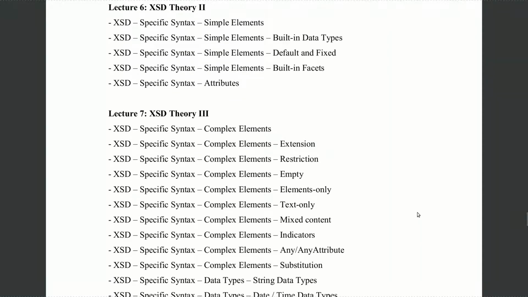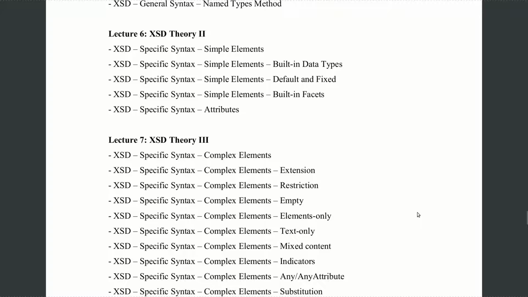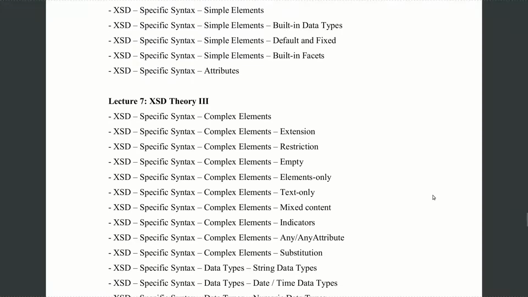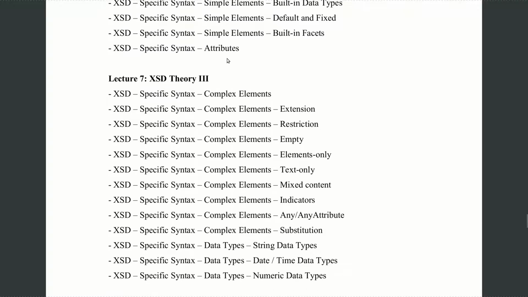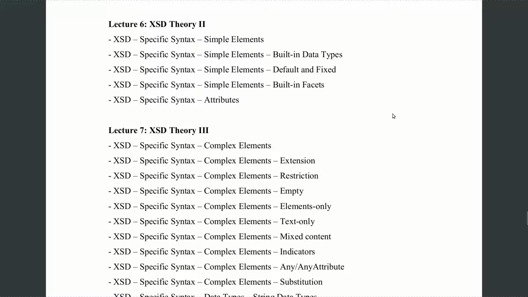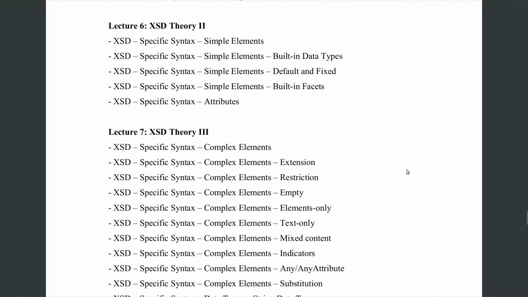Then on the second XSD theory lecture, we start seeing the specific syntax, including the simple elements and their built-in data types, the default and fixed attributes, and the built-in facets, which are extended constraints of those types. Then we see the attributes, how to define attributes at an XSD.